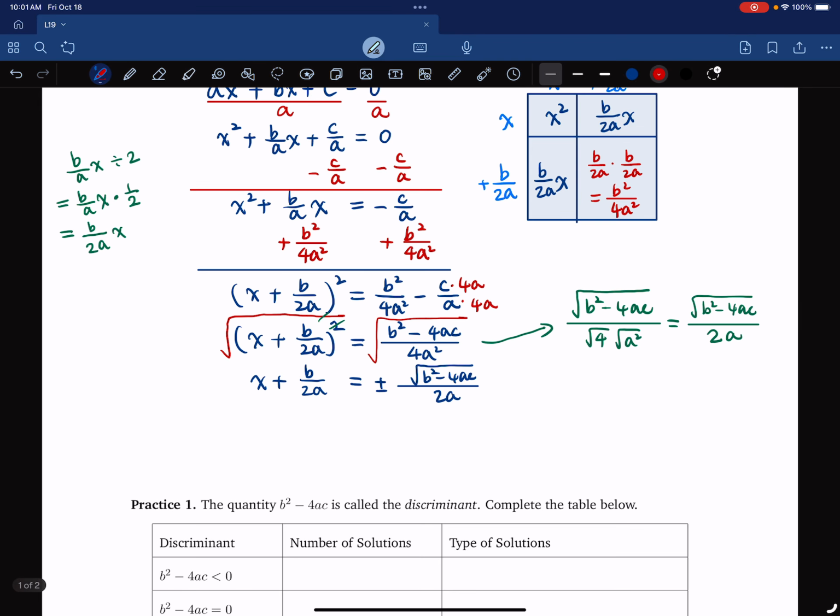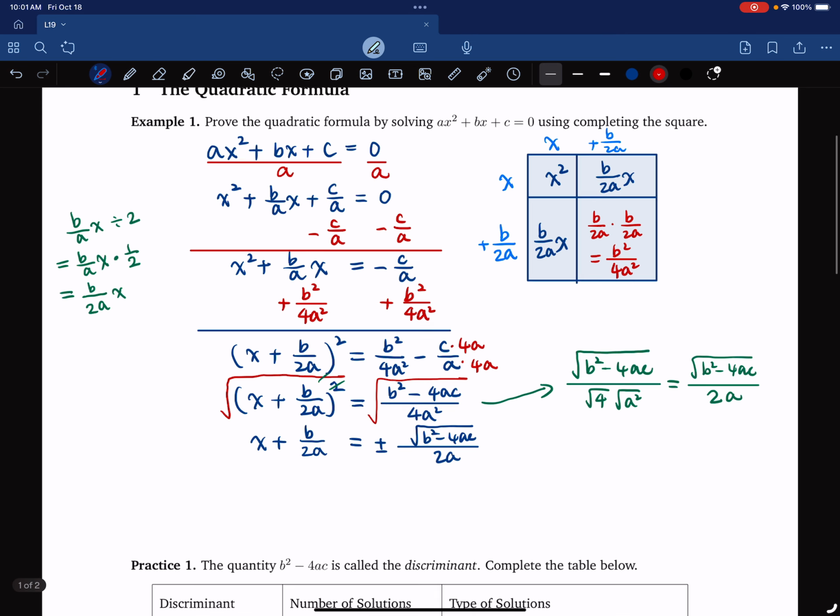Okay, and remember what is our job? Our job is to isolate x, solve for x. Our x is right here, so we need to get rid of this positive b over 2a. Performing the inverse operation on both sides, subtract b over 2a on both sides. And then we get x equals, and on the right hand side, I'm going to put them together.